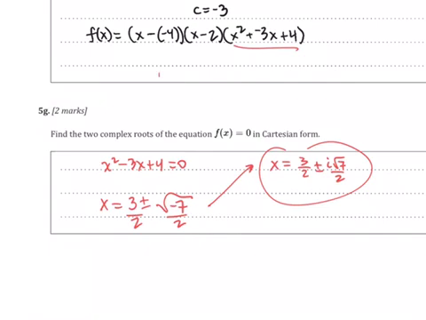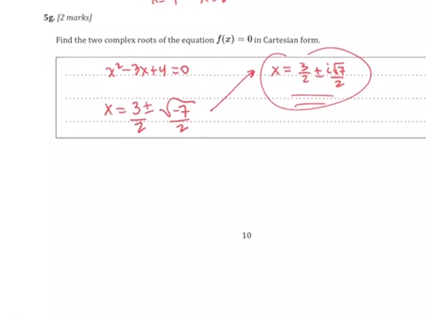So we know that we had a root at negative 4, a root at x equals 2, and then these two other roots. And they come in complex conjugate pairs. Awesome.